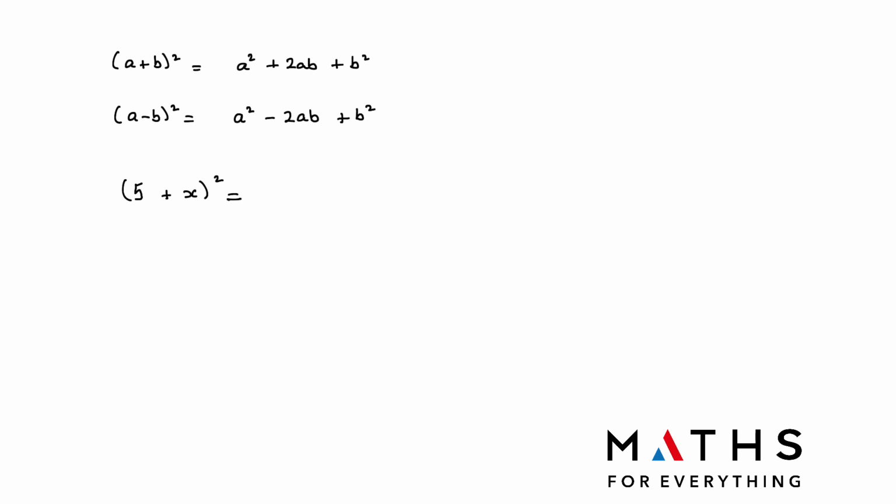Let's solve this example. The first term is 5. The second term is x. Can you work out the answer before I do? Let's check. So we square the first term. 5 squared gives you 25. And then we multiply both the terms by 2. It will give you 10x. And then we square the last term. So this is your answer. How many of you got it right?